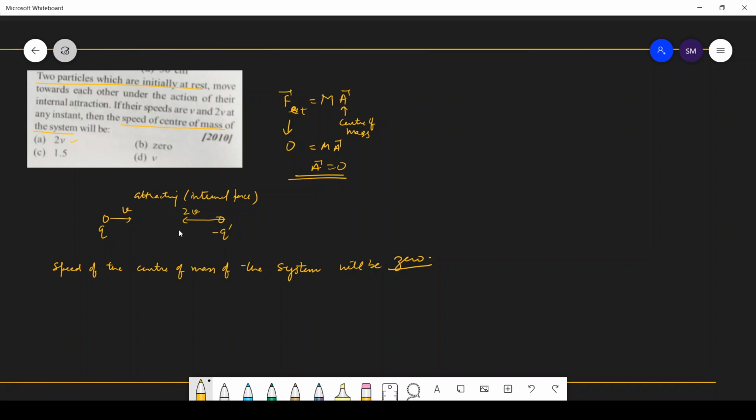Any problems? Is there any external force acting on them? The system consists of q and minus q dash, two particles. Okay, so the system consists of two particles.